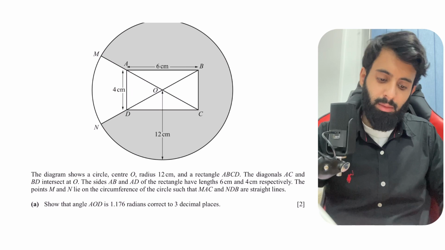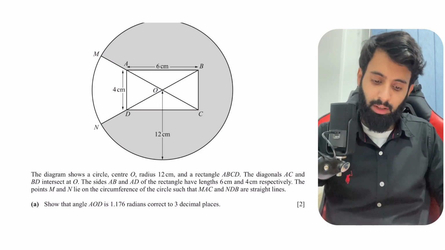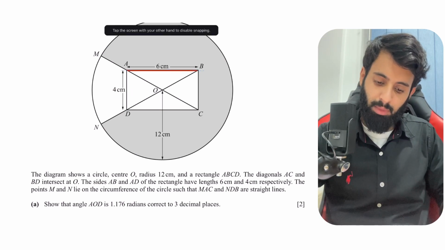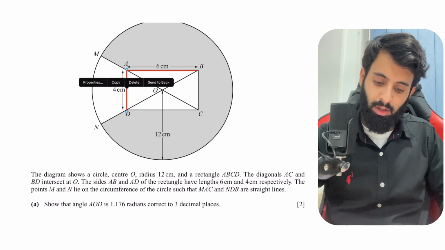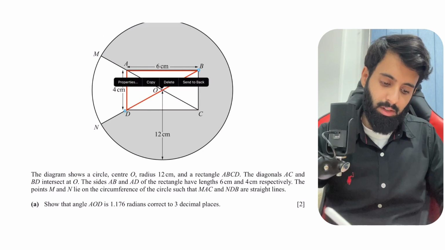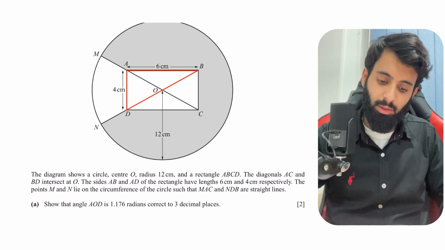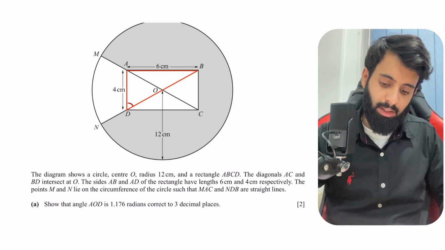Now, there are plenty of ways through which you can work out angle AOD. The way that comes to my mind is the following. So this right here is a 90-degree triangle. So what we can do is work out this angle, and triangle AOD is an isosceles triangle, which means that the two angles will be equal.